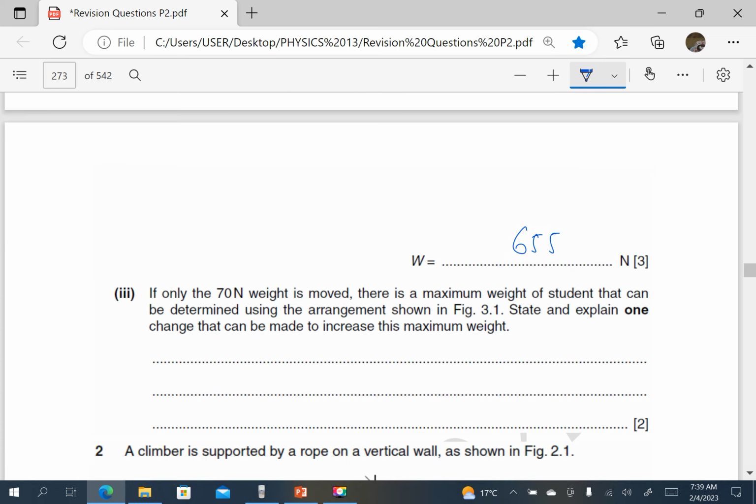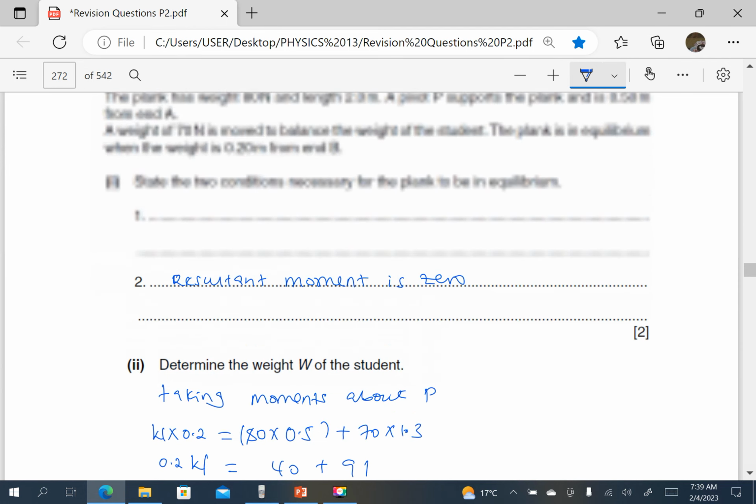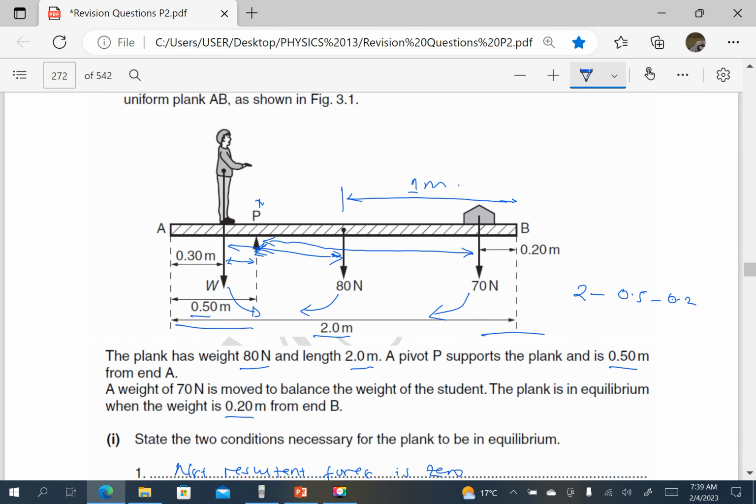If only the 70 newton weight is moved, there is a maximum weight of the student that can be determined using the arrangement shown. State and explain one change that can be made to increase this maximum weight. It means that if we move 70 newtons towards B, it comes to the end. And that means there's a maximum weight it can determine for the student.